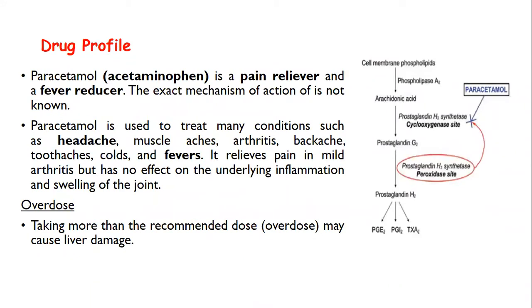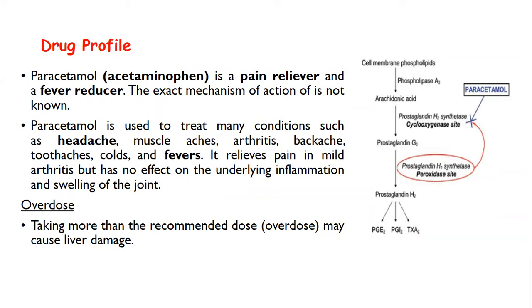Paracetamol, also known as acetaminophen, is a pain reliever and a fever reducer. The exact mechanism of action of paracetamol is not known. Indications: paracetamol is used to treat many conditions such as headache, muscle aches, arthritis, backache, toothaches, colds and fevers. It relieves pain in mild arthritis but has no effect on the underlying inflammation and swelling of the joint.